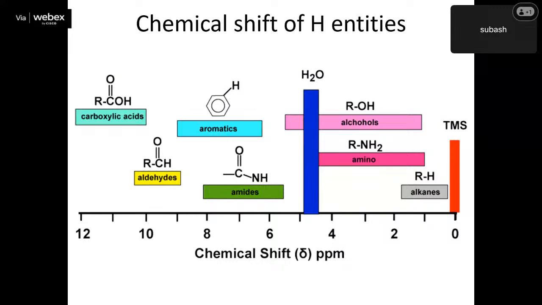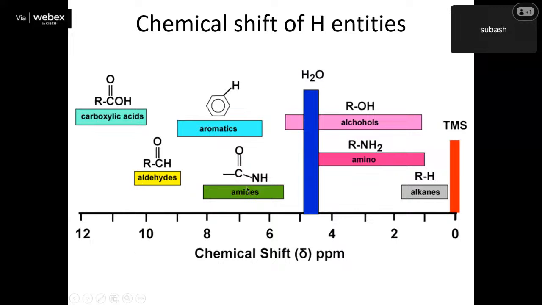And if you look at the chemical shift of hydrogen entities, if TMS is here as a reference at zero, then alkenes will be in this region. This is a region basically for fat and lipids, between 0.9 ppm to 1.3 ppm, you will see all lipids, and at 1.3 you will see lactate. And likewise, carboxylic acids will be around 10 to 12 ppm.